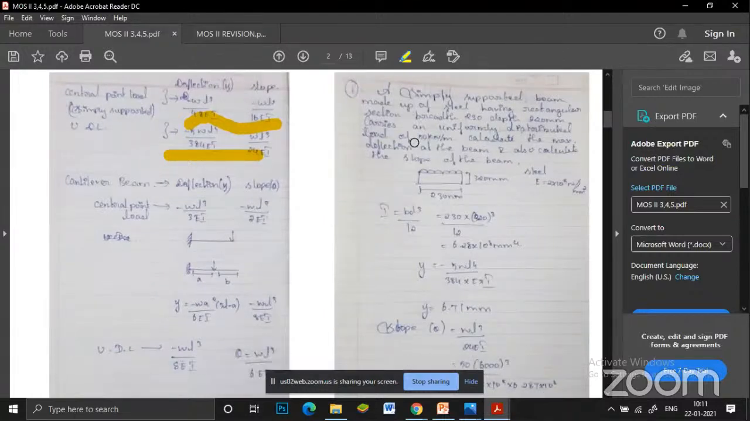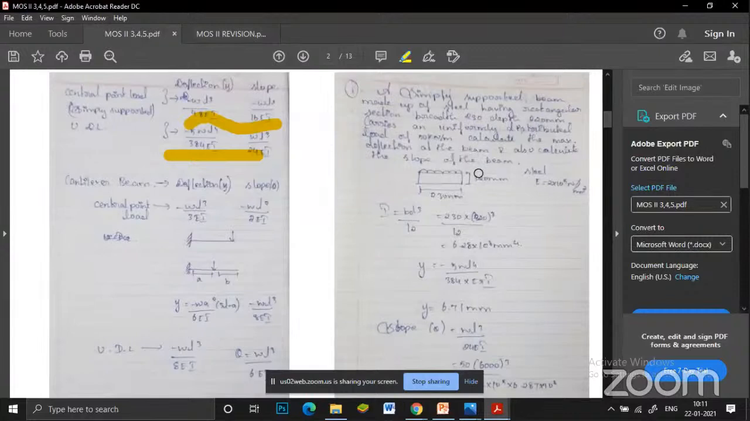For example, a simply supported beam made of steel having a rectangular section, breadth 230 and depth 330 mm, carries a uniformly distributed load. They have given the uniformly distributed load and they have also given the length. We have to find the maximum deflection and the slope of the beam. It is to find the slope and deflection at a point. Okay. So in that case, which formula?